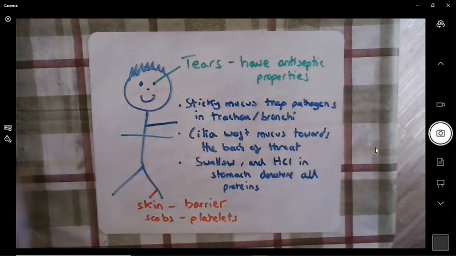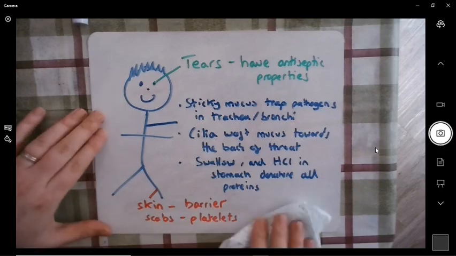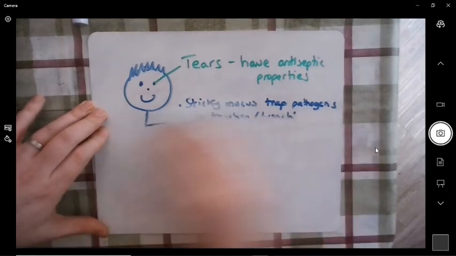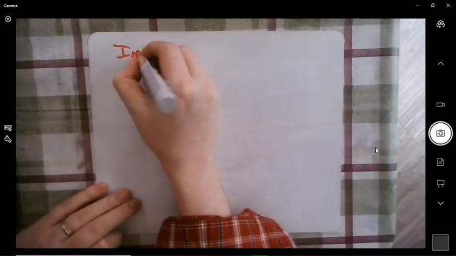Right. The next little journey within this conversation is, even though you've got these amazing primary defences as an animal, as a human, there's always some pathogens that get through. There's always some that get into your bloodstream. So what does your immune system now do about it? Your immune system in your body is your white blood cells.